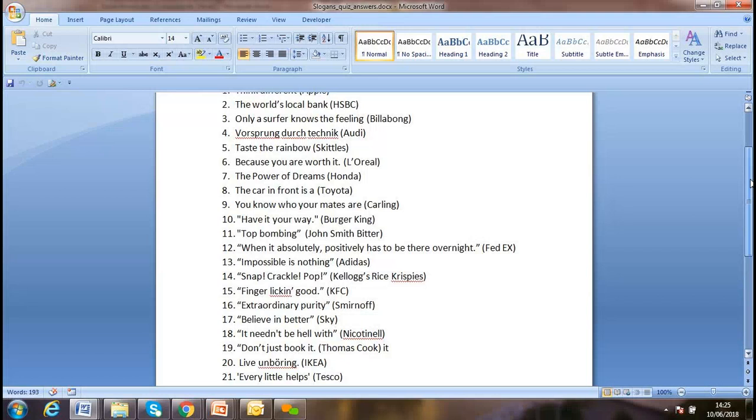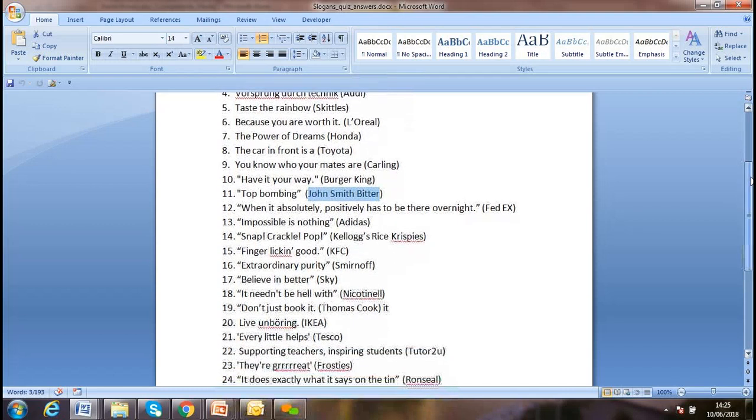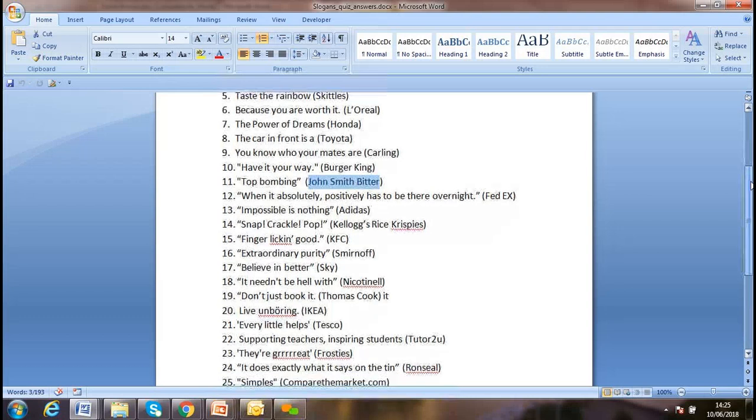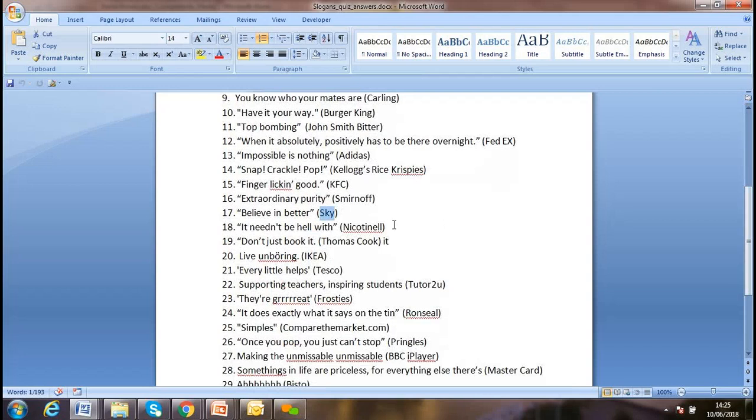That's the drink. Alcohol is calling. Have it your way, Burger King. Top bombing, that's John Smith's Bitter, one company. When it absolutely, positively has to be there overnight, FedEx. Then Adidas, impossible is nothing. We have Kellogg's Rice, Finger, that's KFC. Extraordinary Purity. Believe in Better, that's Sky Satellite. Then we have a Nicotine company.